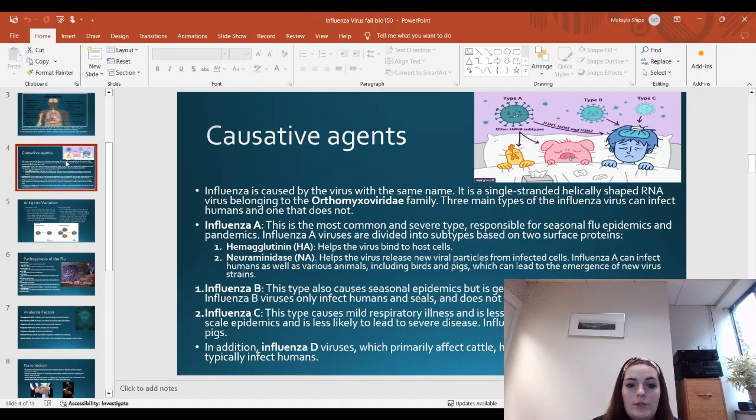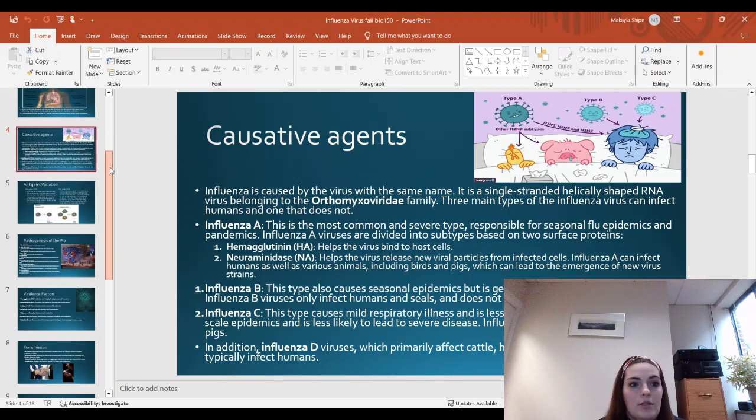In addition, influenza D viruses, which primarily affect cattle, have been identified, but they do not typically infect humans. So most of the time we are only looking at influenza A, B, and C because they are the only ones that infect humans. So they are the most important for humans.